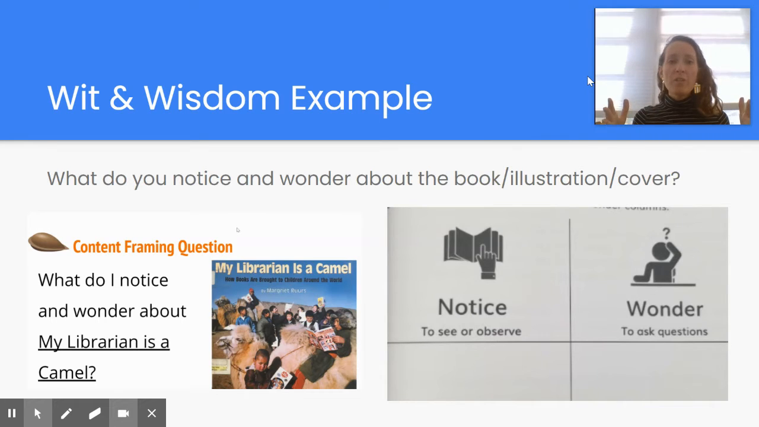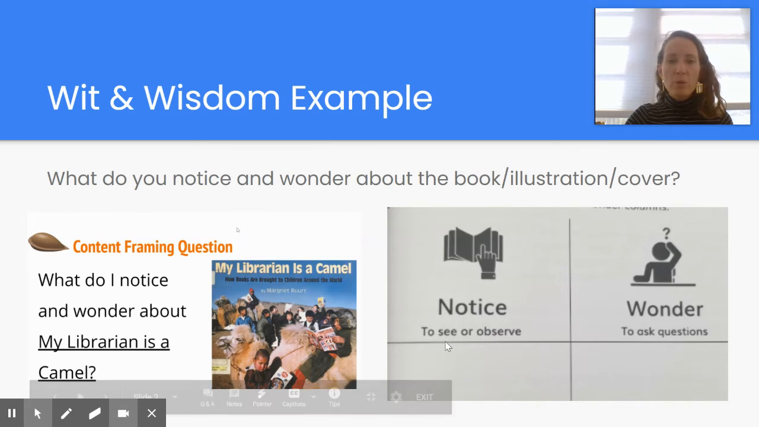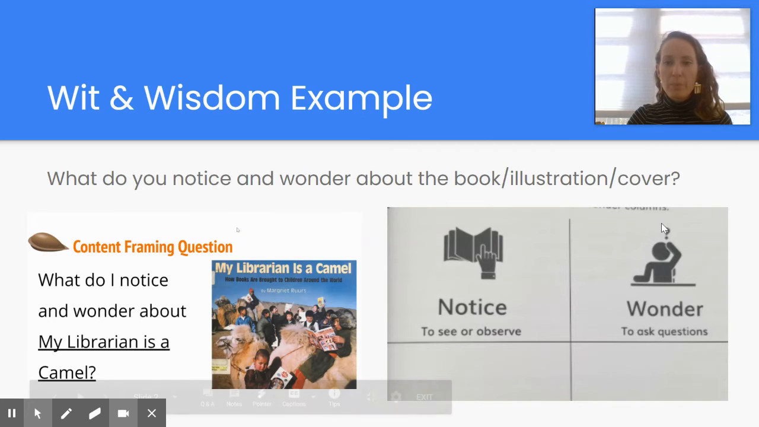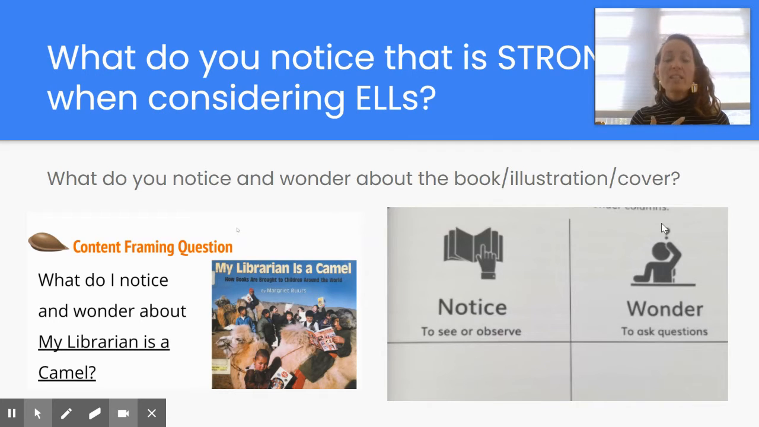Almost all the Wit and Wisdom texts start with a lesson looking at what do you notice and wonder about the book, illustration, or cover. So again, we're going to look at this slide and this workbook page. And I want you to notice what is already strong when we consider English learners when looking at these two examples.